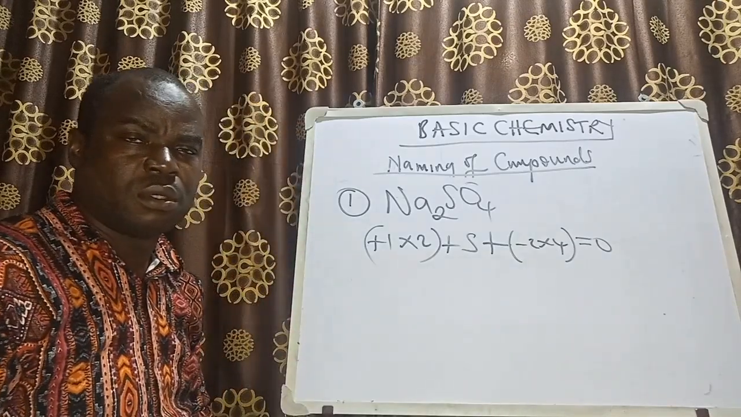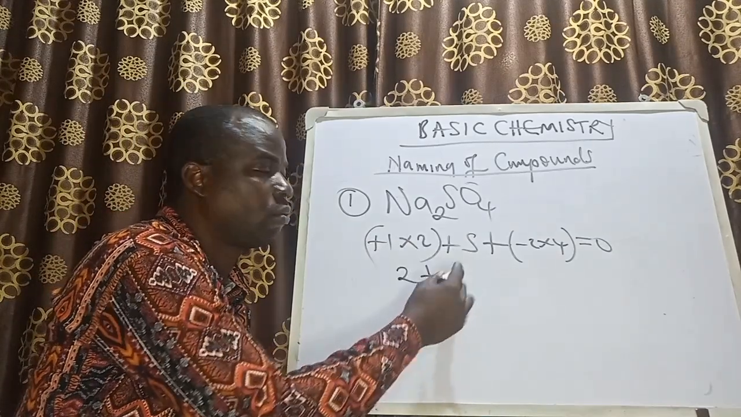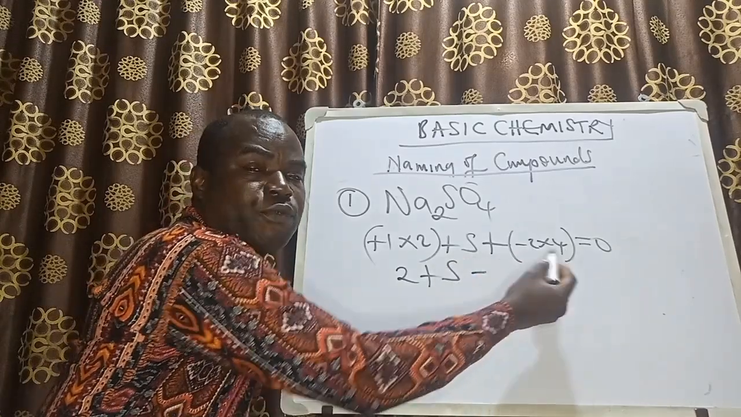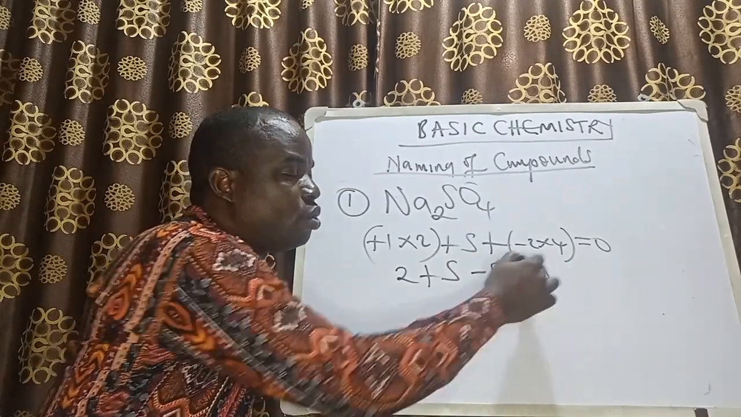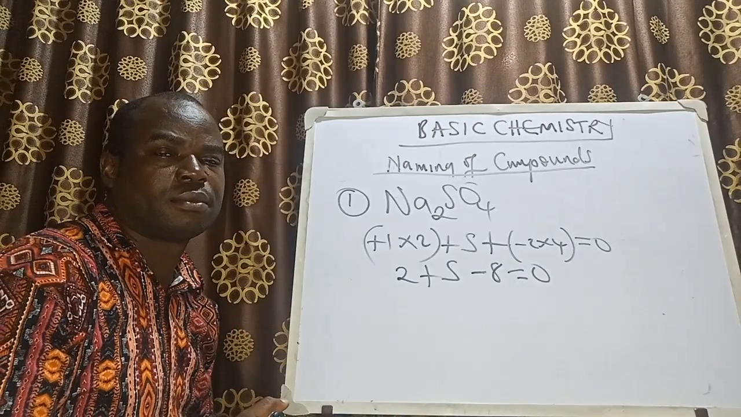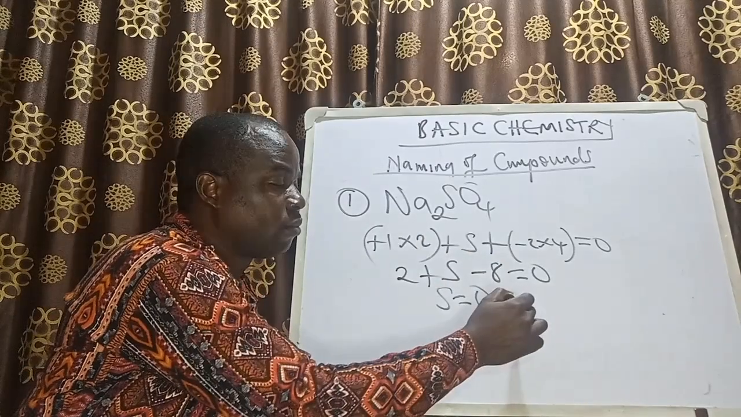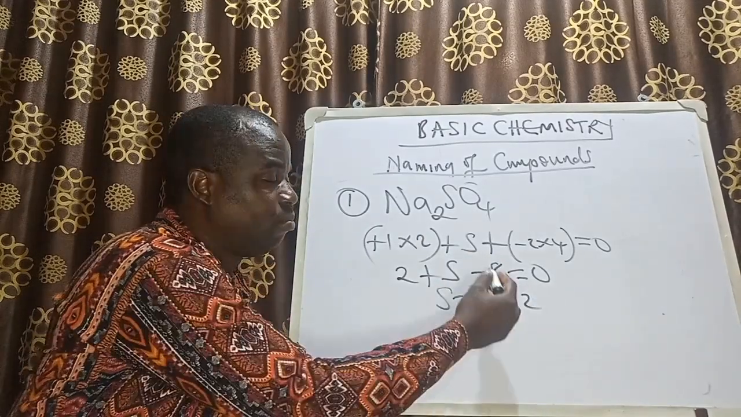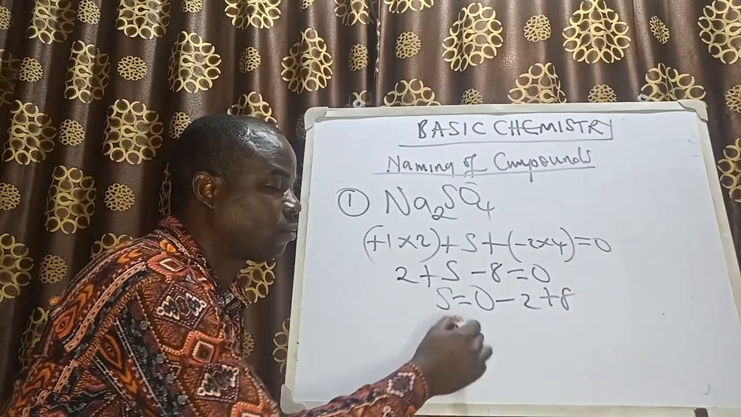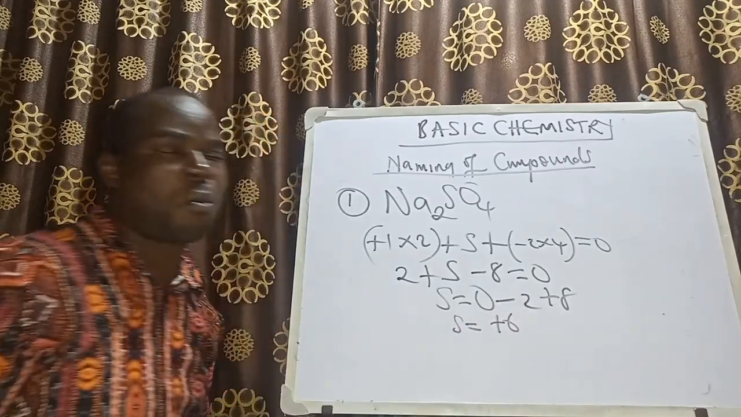Now, let's finish it up. 1 times 2 is 2, plus S, plus minus 2 times 4, which is minus 8, equals 0. So we make S the subject of the formula. S will be 0, bring this -2 here, plus 8. Now we have 0 minus 2 plus 8, which on your calculator will give you +6.